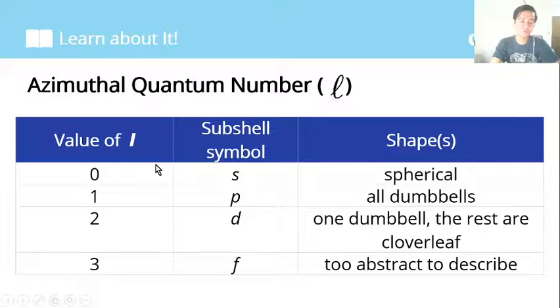Now, to better understand azimuthal, if the value of l is 0, we know that the symbol for that is S. And we know that if it's S orbital, the shape is always spherical. If the value of l is 1, we know that its symbol is P, and the shapes are all dumbbells.